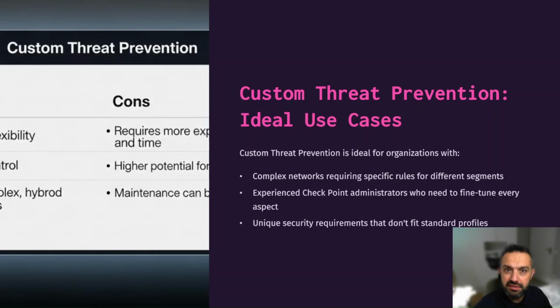So who is custom threat prevention for? It is ideal for organizations with complex networks that require very specific rules for different segments. If you have a team of experienced Checkpoint administrators who need to fine-tune every aspect of the policy and create granular exceptions, the custom path gives you the ultimate power.